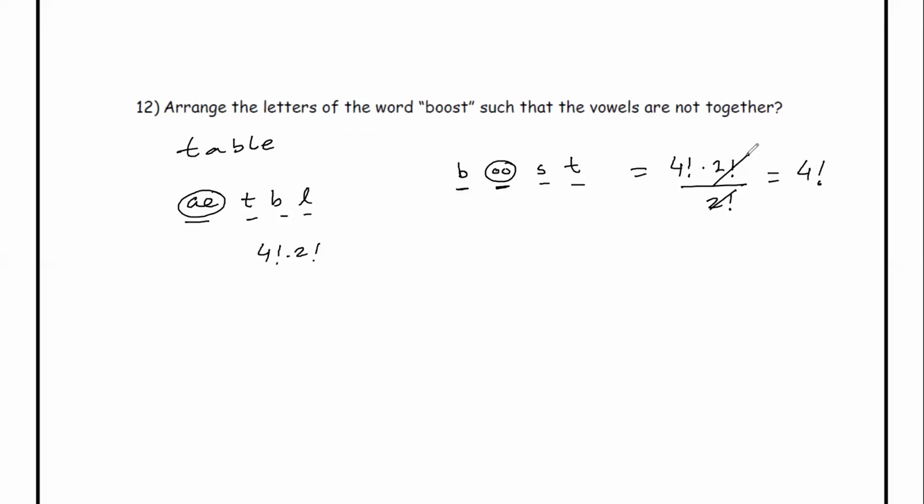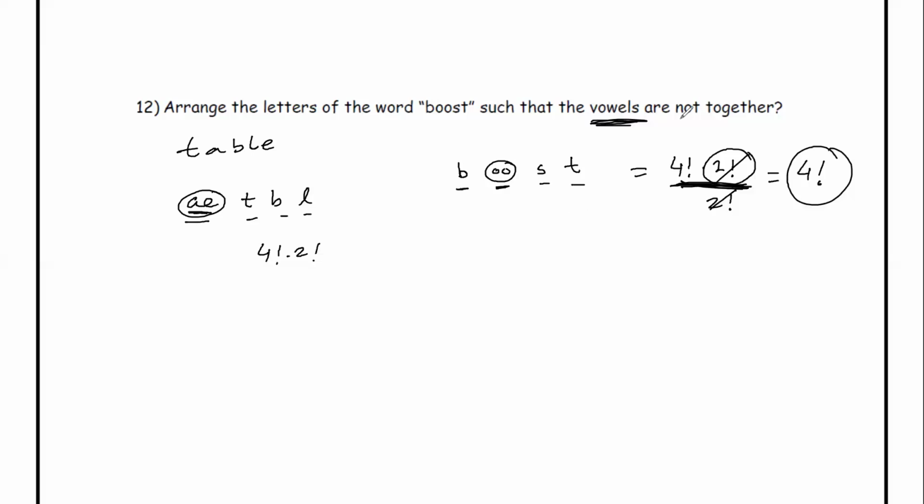So if you multiply by 2 factorial because of the O's being interchanged, then you also have to divide the entire arrangement by 2 factorial because there's a repetition of O and O. So you end up getting 4 factorial ways to arrange the letters of the word boost such that the vowels are together. Understood?